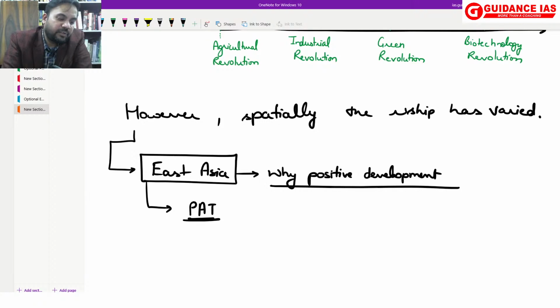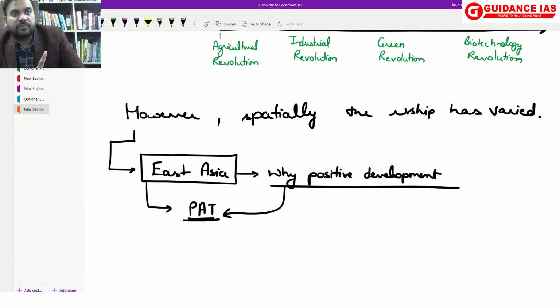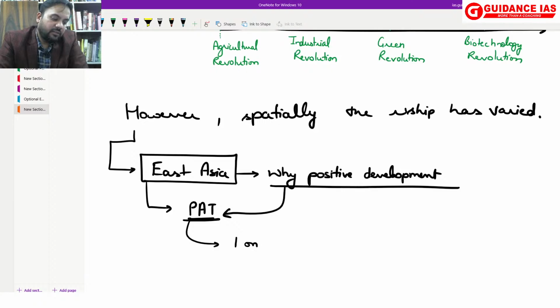I had just explained China. They worked on all the three fronts. There has been improvement with respect to all the three fronts. So in case of China, population, what they did? One child policy.